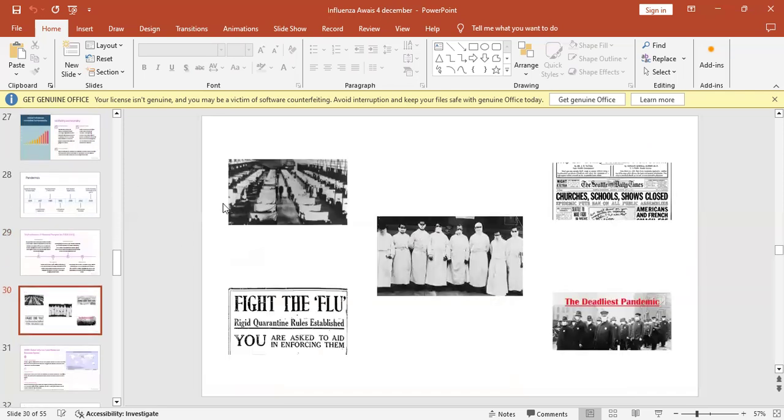These are the pictures from 1918 to the present, which show healthcare workers wearing personal protective equipment, and these are the dead bodies of the victims of the influenza viruses.